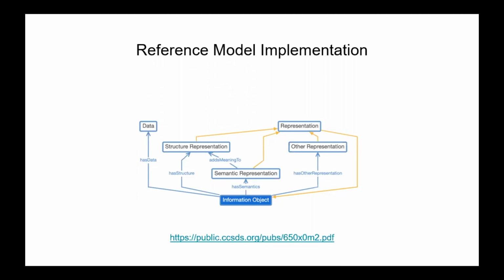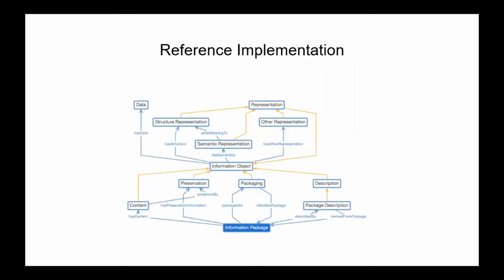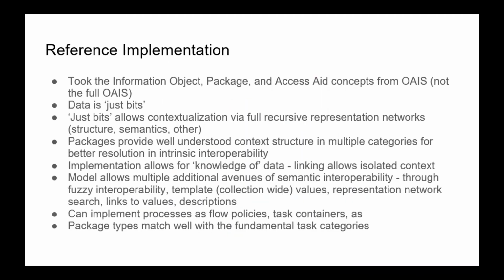And each one of these representation networks, which are either structural, semantic, or other, are also in turn representation networks. This provides the ability of recursion, so I can richly create these dynamic networks in pure data. And then here's the other concept that we needed, was just the package, which provides this rich context in terms of preservation, packaging, and description, okay, which are also information objects.